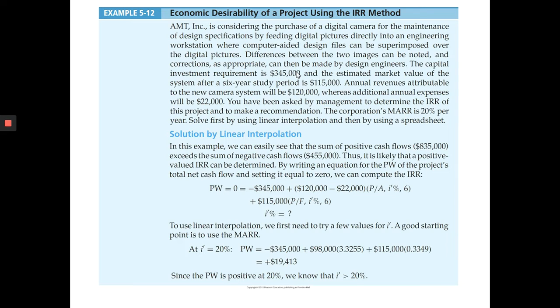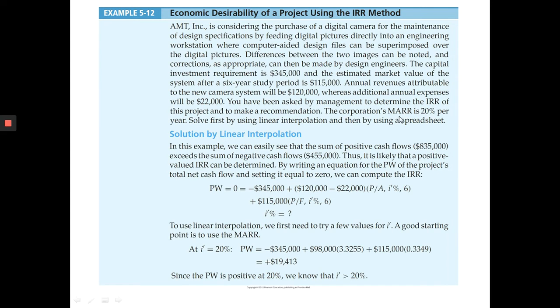Okay, now here we are going to first solve this problem by using the linear interpolation method. Linear interpolation method is used to solve the IRR problems. In this example, we can easily see that the sum of positive cash flows, the total sum, is $835,000. This value exceeds the sum of negative cash flows, which is $455,000. Therefore, it is likely that a positive valued IRR can be determined. So we can predict a positive valued IRR.